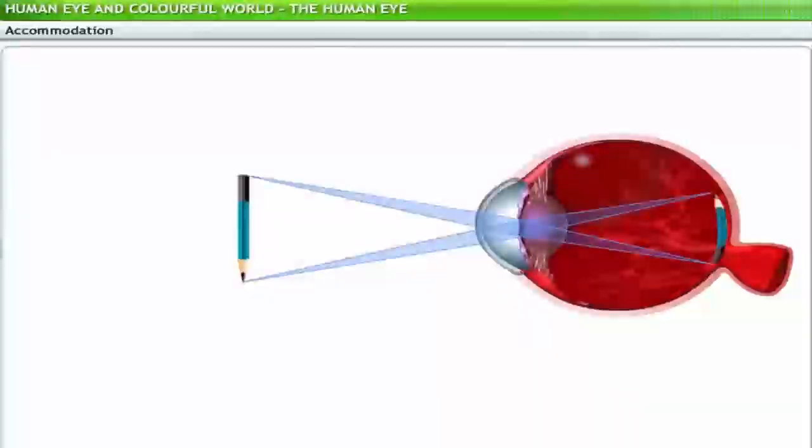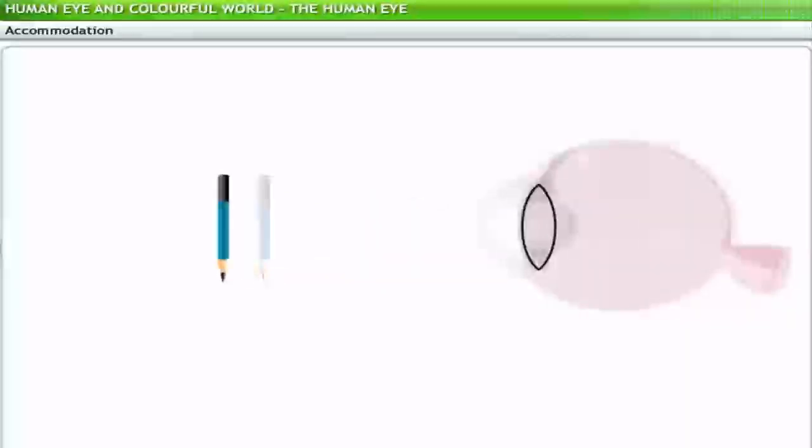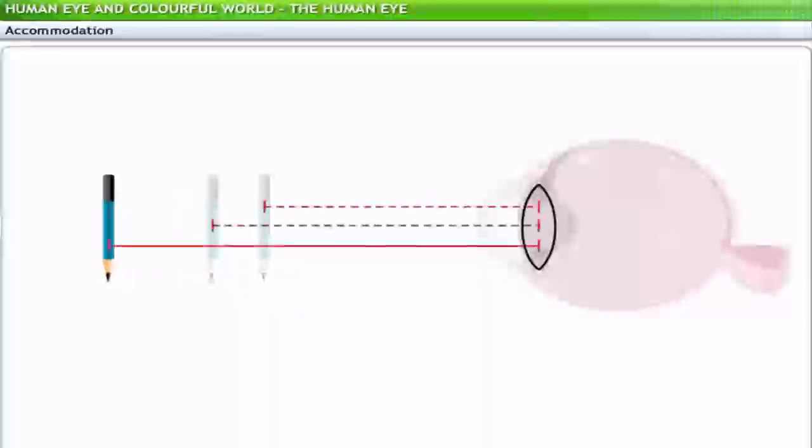For an object to be seen clearly, the image must be formed on the retina. The distance between the lens and the retina is fixed. So, how do you think the eye is able to focus on objects at different distances?